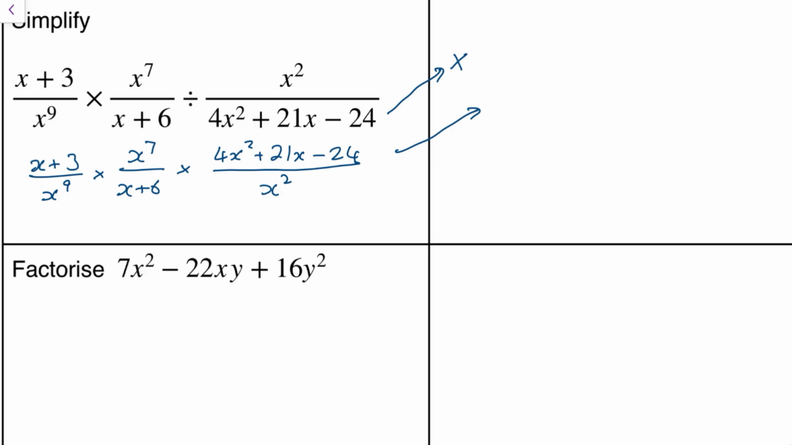So the 7 cancels with the 9, which leaves a 2. Let's write x to the 2. x to the 2 times x to the 2 is x to the 4. Again, in an exam, I would expect this to be much neater. So it's going to be x to the 4 times x plus 6 times x plus 3 times 4x squared plus 21x minus 24.